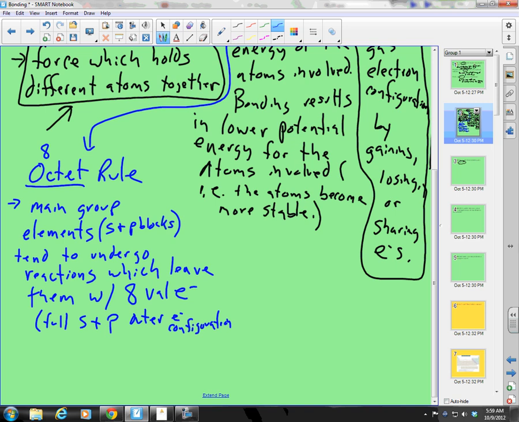Not outer, but valence electron configuration. Good, we'll leave it that way. So what's my octet rule? Main group elements tend, that doesn't mean always, but tend to undergo reactions which leave them with 8 valence electrons. Some people would say, hey, my atoms, then the S and P block, usually want to have 8 valence electrons after they have reacted. Good.